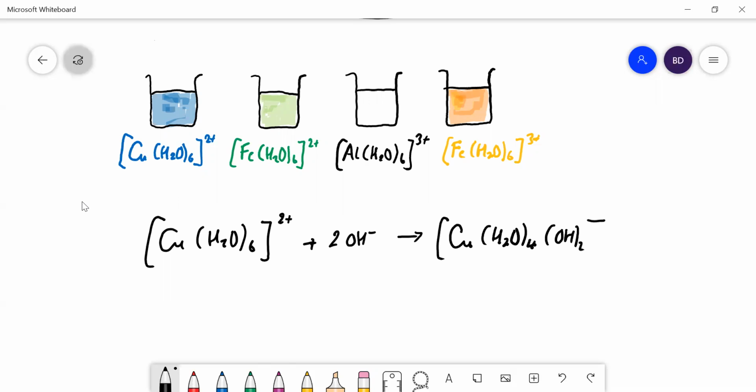And what's the charge on that? Well, it's going to be uncharged, because you've got 2 negatives on the OH minuses and 2 positives on the copper. It's uncharged. Now, what that means is that it will precipitate out of solution.